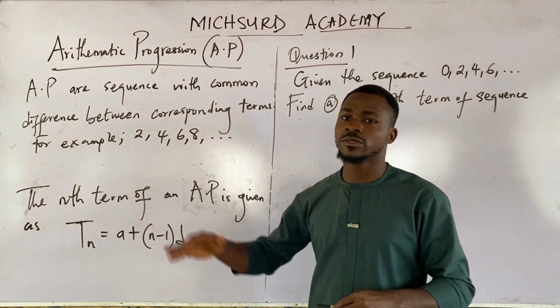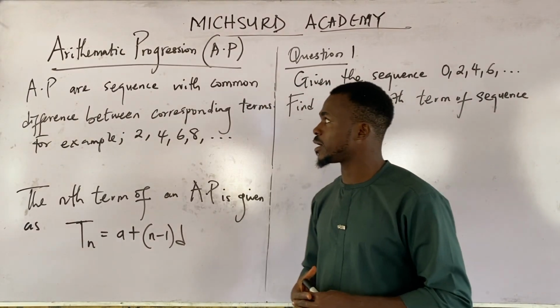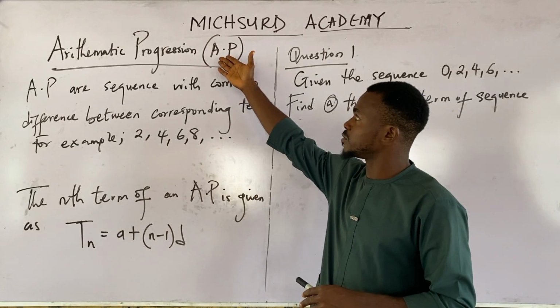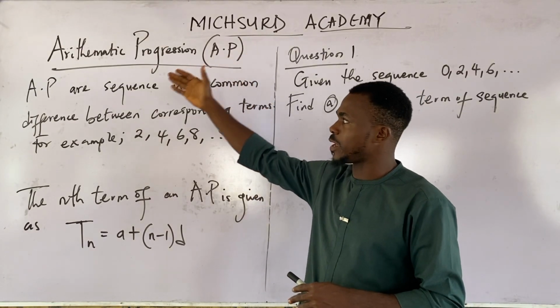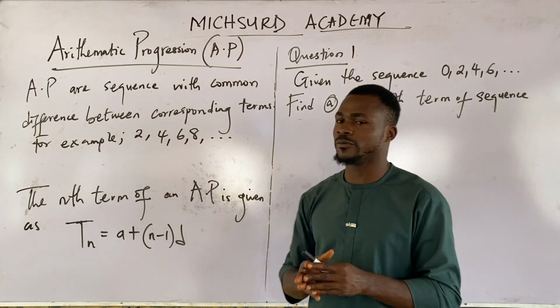So we are going to look at the arithmetic progression today. So let's see what this arithmetic progression is all about. Now we have that the arithmetic progression is also denoted as AP, where AP are sequences with a common difference between corresponding terms.